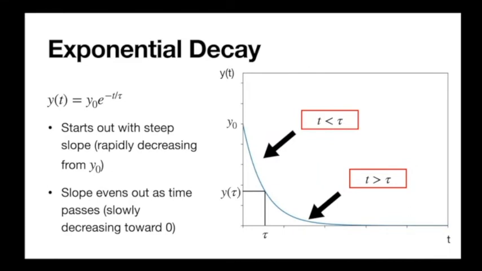Also, tau marks out the delineation between steep and shallow. What steep and shallow mean depends on what your constants are, but you can just see visually. When I plot this out, times before tau show a very quick, rapid decay, and times after tau start to slow down a lot. So again, it's going back to this idea of a characteristic time scale.